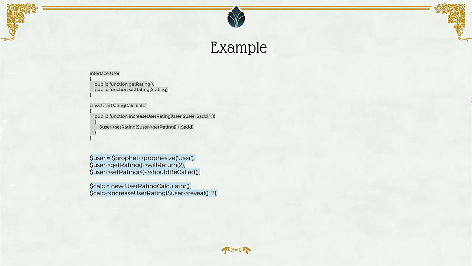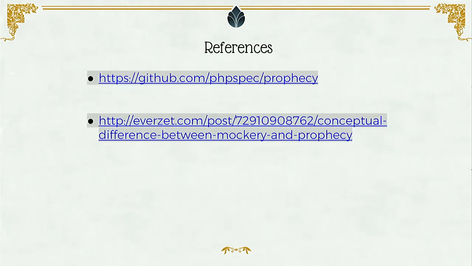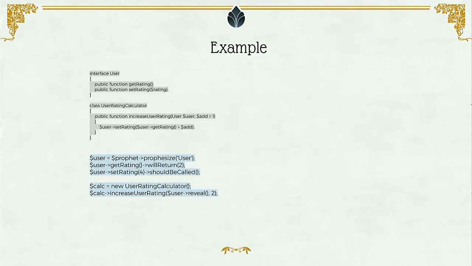Any questions now? Sorry? In the last line, you have user review, increase user rating. User get rating would not return 2, so you don't need to do it, right? You're calling it all in the same line. Instead, there is another method also in the interface. Two methods are there in the interface. So you're revealing the entire interface there.